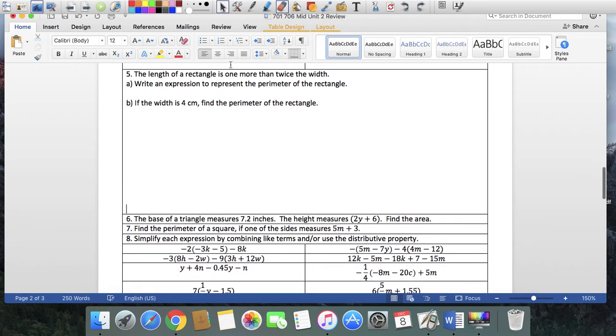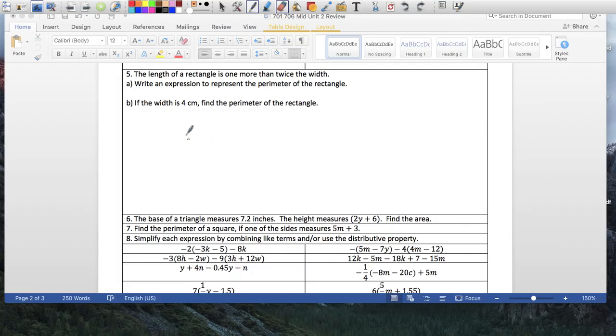Again, we have a rectangle, and we have to identify the sides first. It tells me that the length is represented by this expression: it's 1 more than twice the width. Which means the bottom side, the other side of my rectangle, is also 1 more than 2 times the width. What about the width? There is nothing describing the width, so the width is just w.